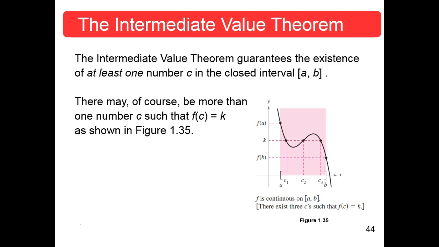So here it would be a c right here. Here it would be a c right here. Here it could be c1, c2, or c3. All take on the value k. Okay? So you can have more than one, but you've got to have at least one. If it's a smooth, keep wanting to say smooth. It doesn't have to be smooth. It has to be continuous.